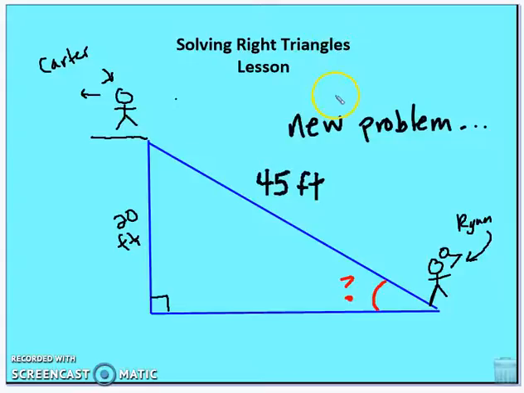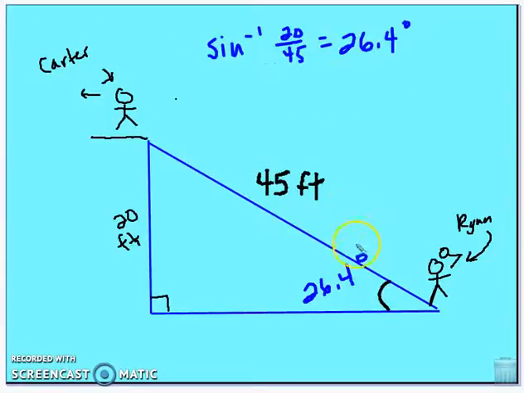All right, so new problem. I'll let you solve this on your own. What we're looking for is the angle measure here from Ryan to Carter, otherwise known as the angle of elevation, and we're leading into that topic. So you can solve for that angle measure. All right, so we know that the inverse sine of 20 over 45 is equal to some angle measure. If we calculate that using our calculators, we end up with approximately 26.4 degrees.